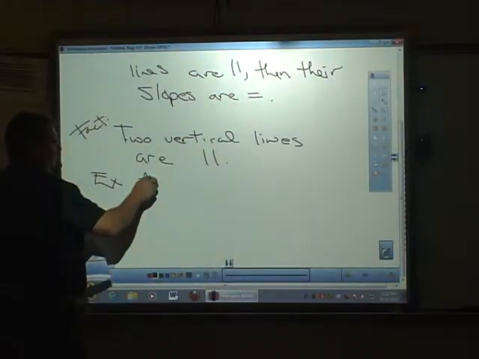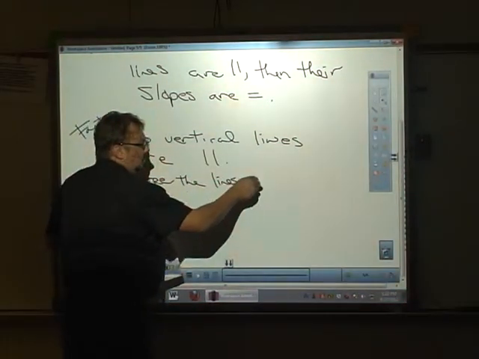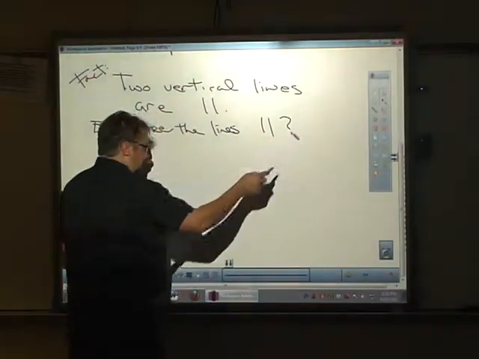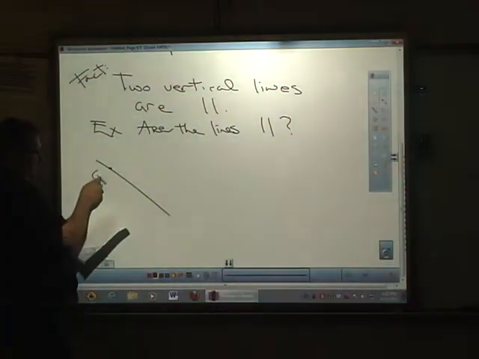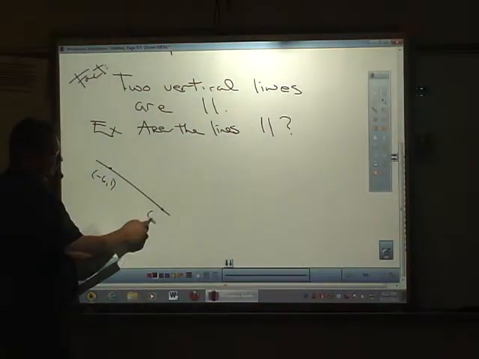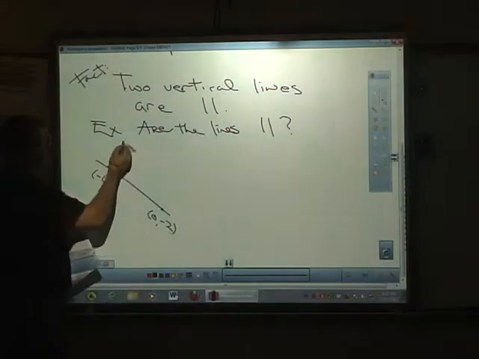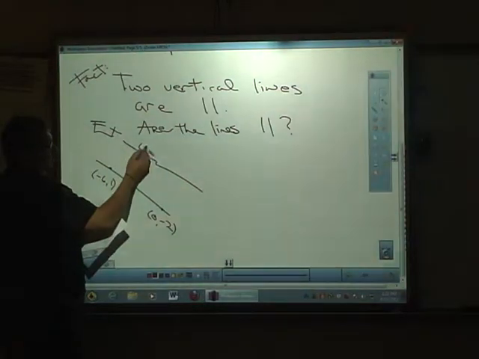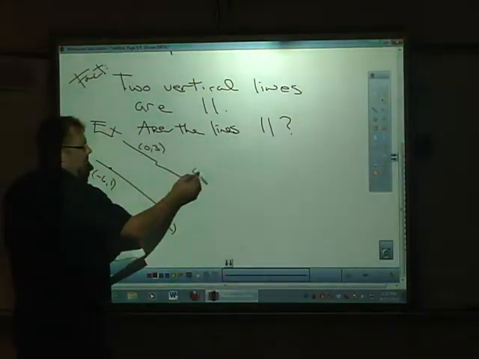Let's say we're going to start with: are the lines parallel? That's our question. And I'm going to draw two lines. Let's say this one is at (-6, 1) and at (0, -2). Let's say we have another line that is at (0, 3) and (4, 1).